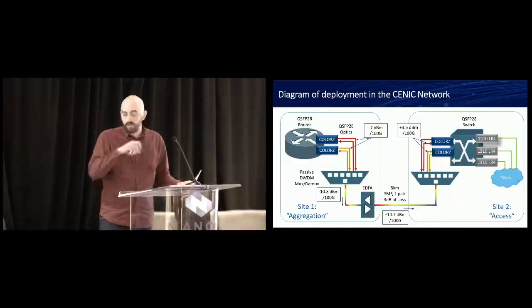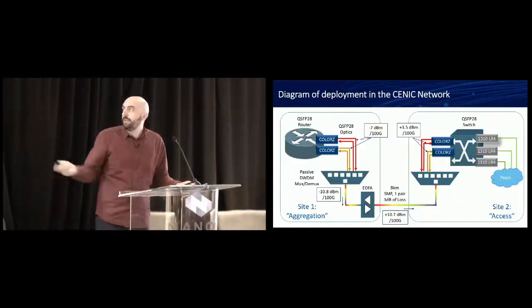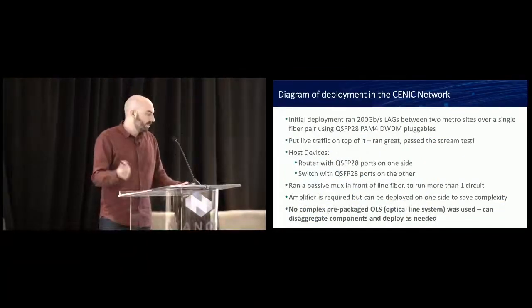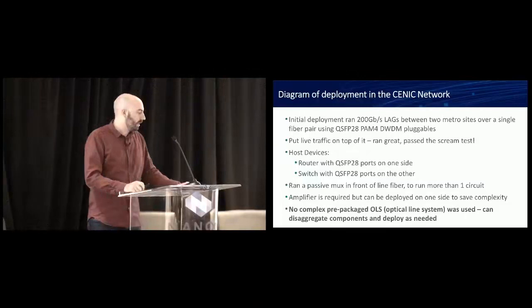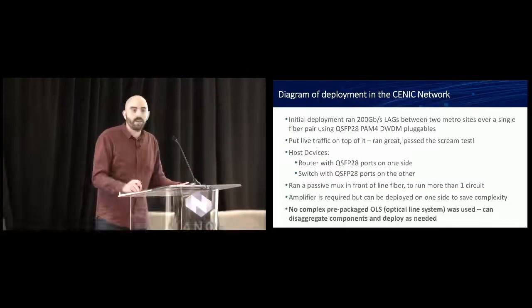And the way we used these was to get those peer circuits, as I talked about earlier, back to the router on the other side. So on the deployment, it ran over those trunks there. And we put live traffic on top of this, and it ran great and passed the scream test. Nobody screamed at us that they were having problems when we put this live traffic over there, so it was a great success.